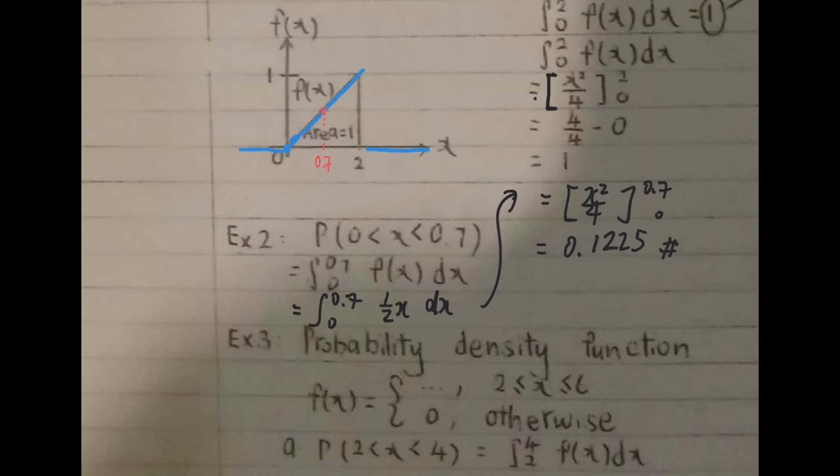So how to find the y? You know, this function is y equal to half x. So I just substitute 0.7 inside. 1 over 2 times 0.7, 0.35. So I can easily find the y. If I can find the x as well as the y, finding area under the graph is kind of easy. 1 over 2 base times height. So you see, probability of 0 to 0.7 is 1 over 2 base times height.